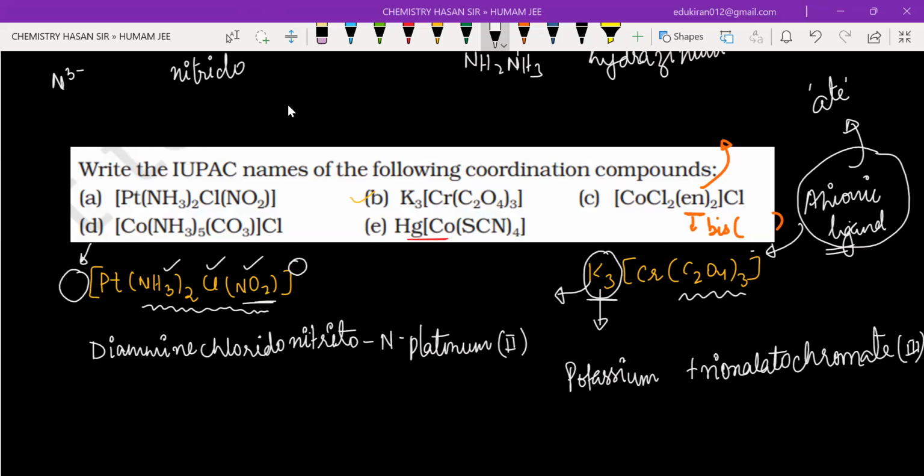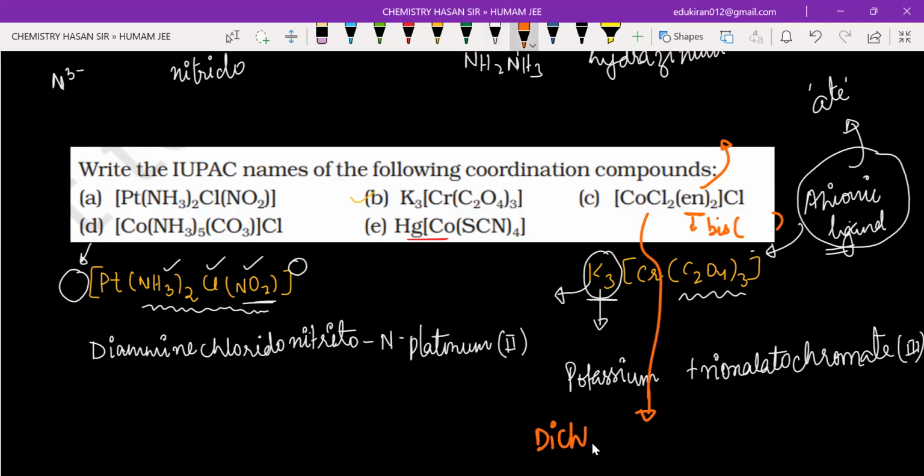Yes, Humam, it is correct. Very good. Dichlorido, bis, ethane 1, 2 diamine, cobalt 3. And at the end, you can see cobalt 3. You have written it correctly. I'm going to show you again.